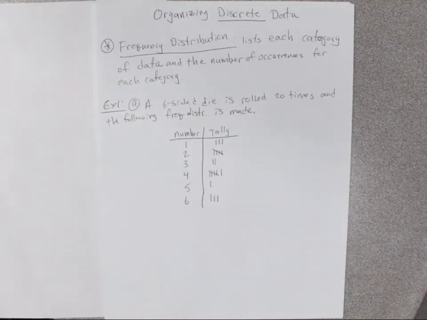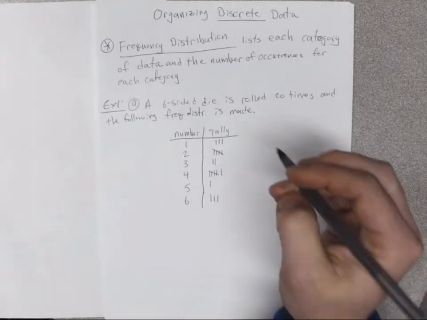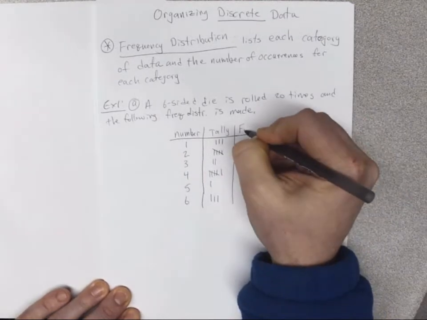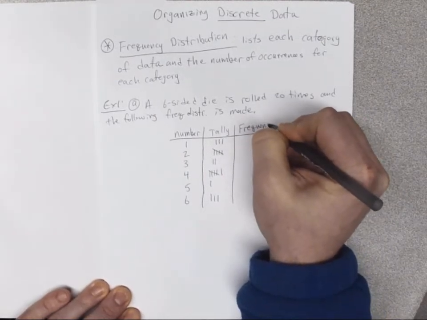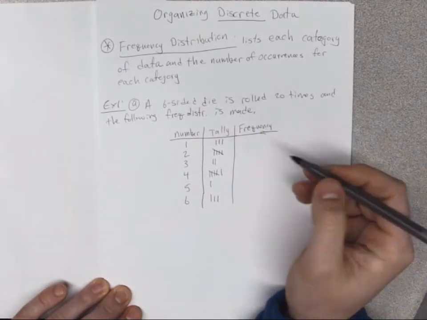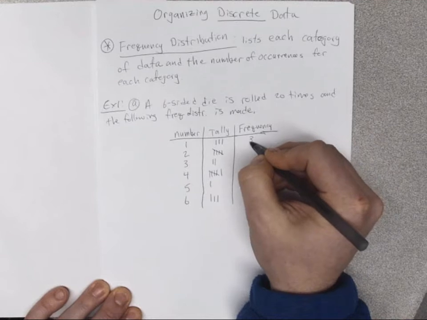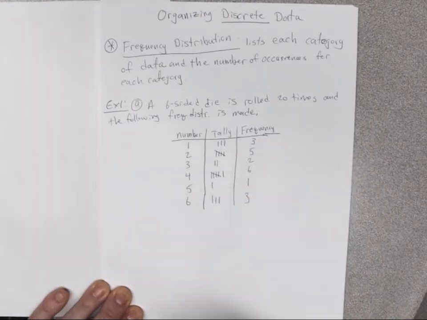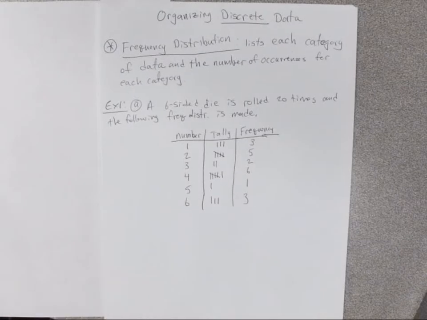So far, pretty easy. And now we want to add another column on, and we'll call this one frequency. It's basically converting these tallies into how many times it was rolled. So just putting the number to it: 3, 5, 2, 6, 1, and 3. And that's what a frequency distribution looks like. Now we're going to add something onto that in this next part, part B.